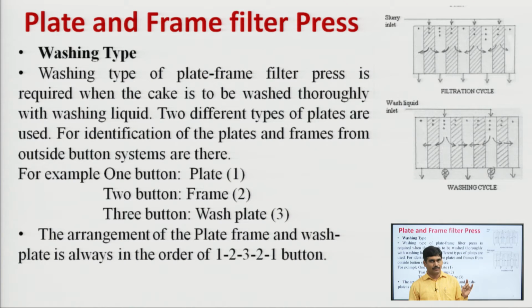1 button is the plate, 2 buttons the frame, 3 buttons the wash plate. Here also you see 1, 2, 3, 2, 1, 2, 3, 2, 1, like this. So, the arrangement of plate, frame and wash plate is always in the order of 1, 2, 3, 2, 1 buttons. In this way, the plate and frame filter press is arranged.